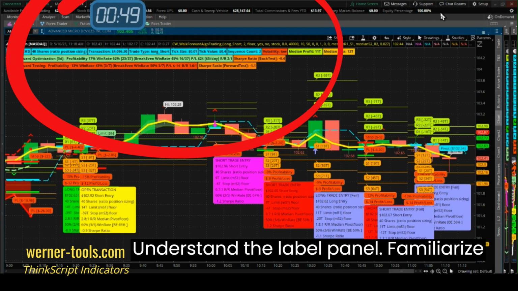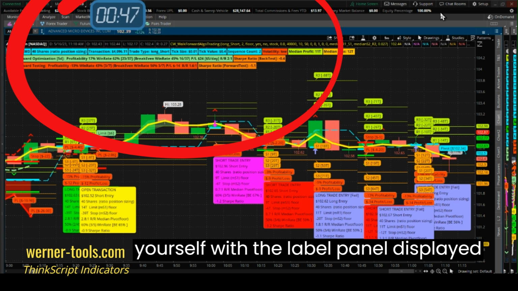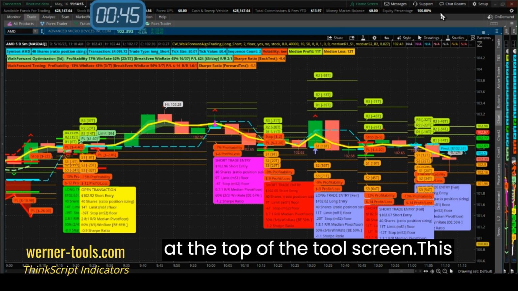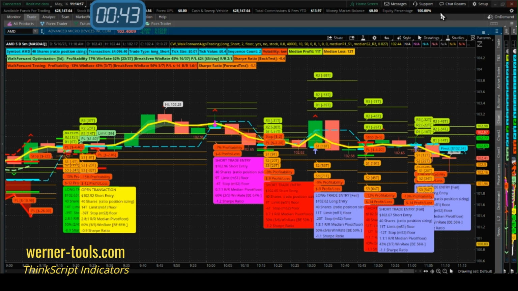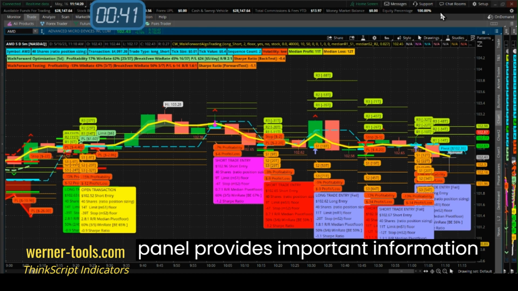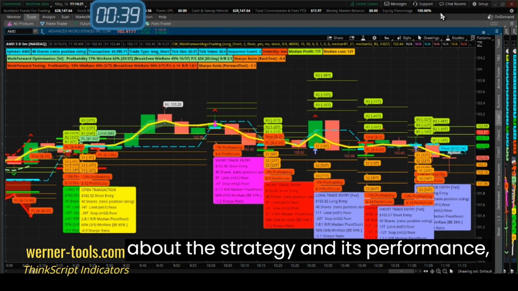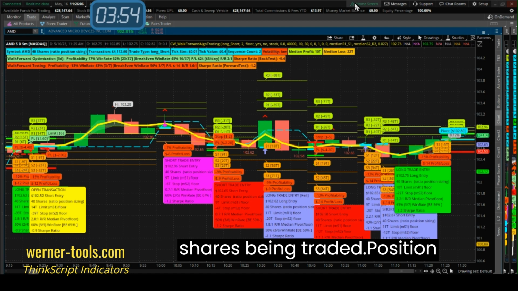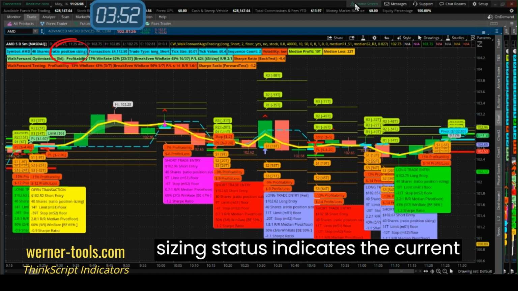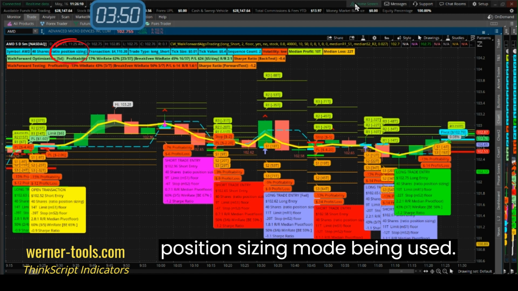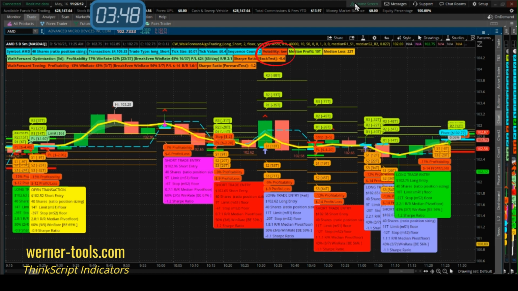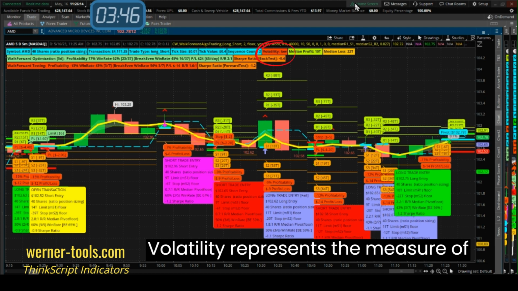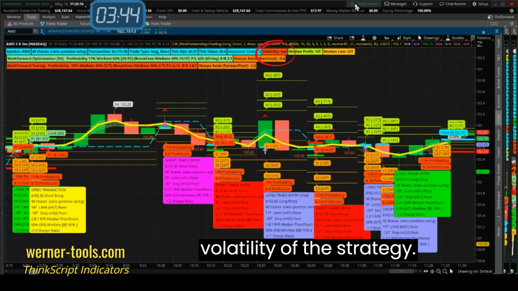Understand the Label panel. Familiarize yourself with the Label panel displayed at the top of the tool's screen. This panel provides important information about the strategy and its performance, including number of shares, which displays the number of shares being traded. Position sizing status indicates the current position sizing mode being used. Volatility represents the measure of volatility of the strategy.